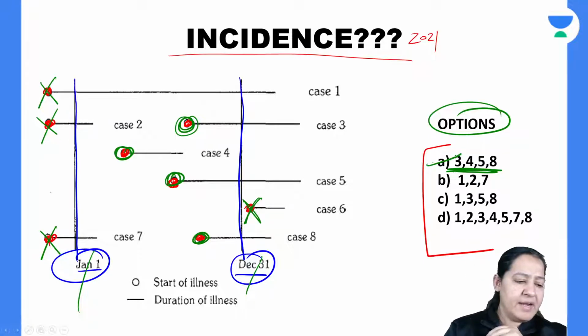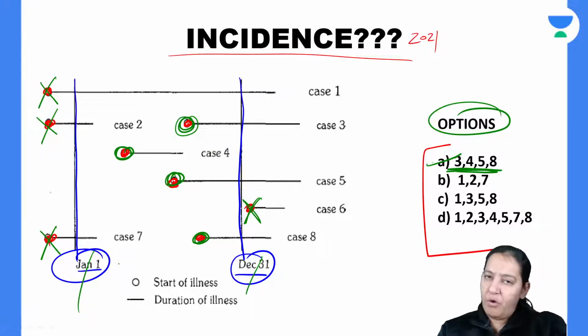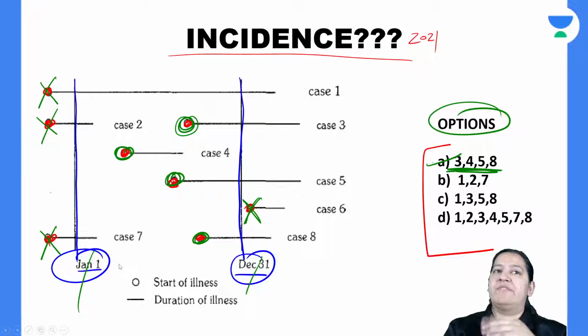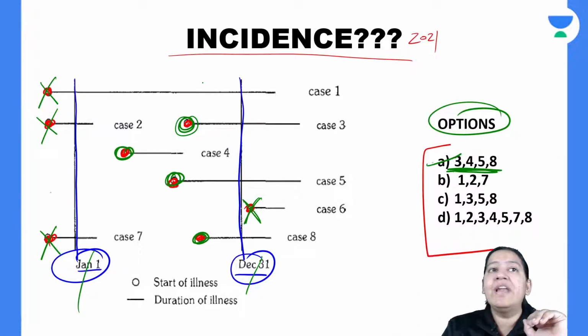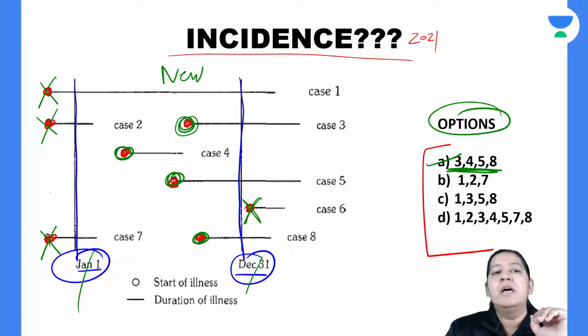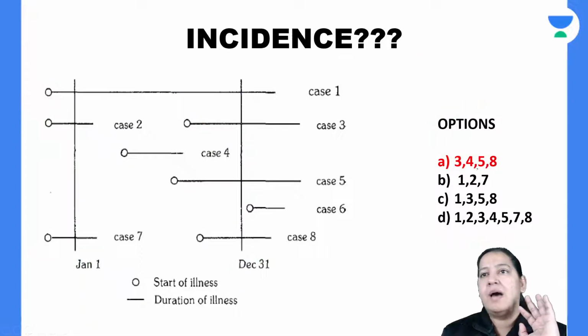Have you got it? Yes, Iram. Yes, Rishinika. A is the correct answer. Why have I excluded the remaining? Because a few of them are before 1st January and a few of them are after 31st December. I will not take them. I will take only new cases in that time period. So that is my incidence. Everyone give me a thumbs up first. So this is my answer here.